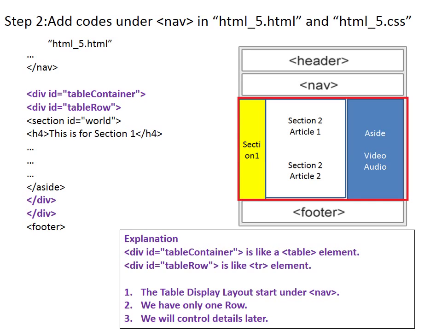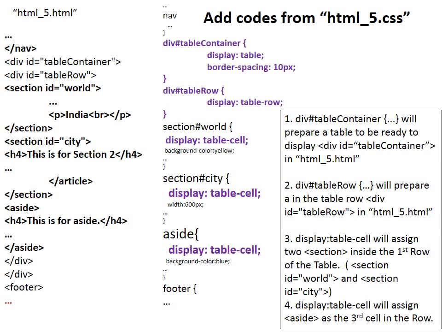Make a structure by adding div ID table container and div ID table row on the nav closing tag. In our design, you have only one row. In the row, you will have 3 cells. Div table container in CSS will prepare a table to be ready to display div ID table container in HTML5.html.